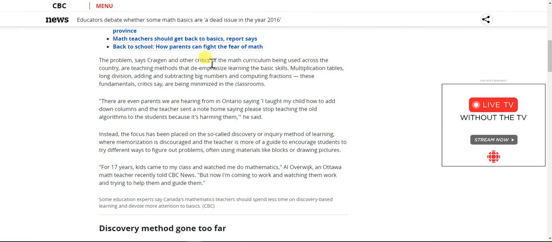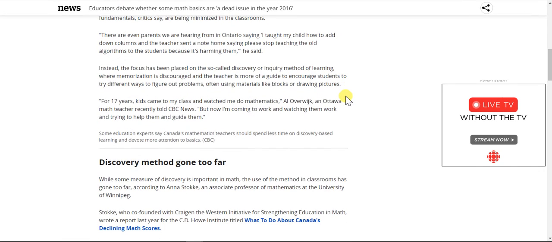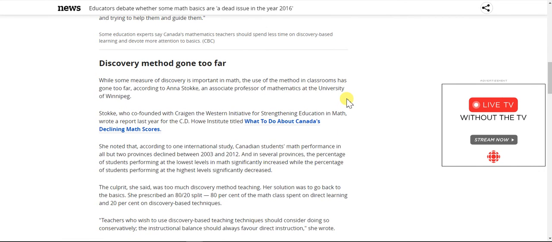The problem, says Craigen and other critics of the math curriculum being used across the country, are teaching methods that de-emphasize learning the basic skills: multiplication tables, long division, adding and subtracting big numbers, and compounding fractions. These fundamentals, critics say, are being minimized in the classroom. Quote, there are even parents we're hearing from in Ontario saying, I taught my kid how to add down columns, and the teacher sent a note home saying, please stop teaching the old algorithms to students. It's harming them. Okay, that is patently, patently wrong. Discovery method gone too far.